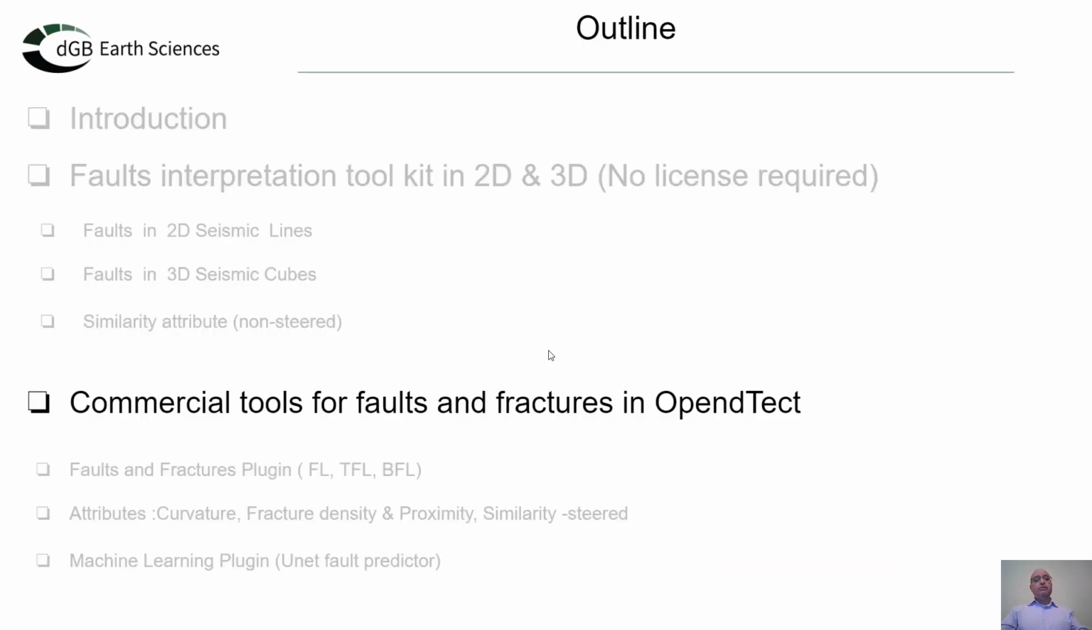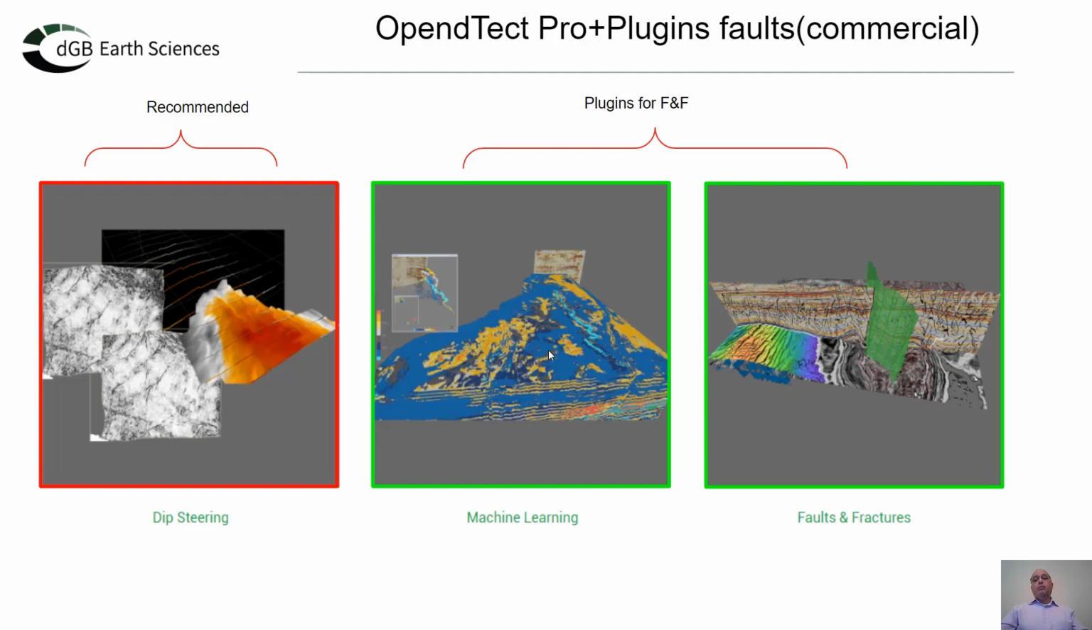Now I'm going to jump to the second part, where I'm going to focus on the commercial tools that we design for faults and fractures. The main plugin we have is, of course, Faults and Fractures. The way we designed it, we put all the attributes, all the tools, and all the filters related to faults and fractures under one umbrella, so we want to make life easy for our geoscience community.